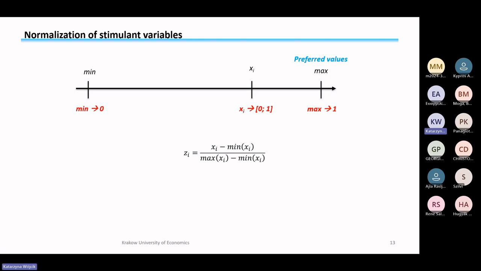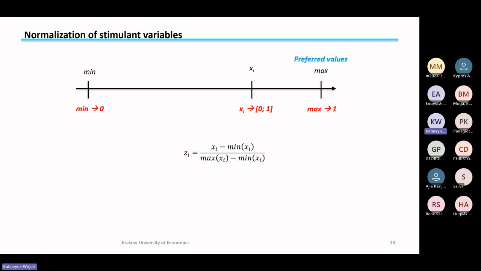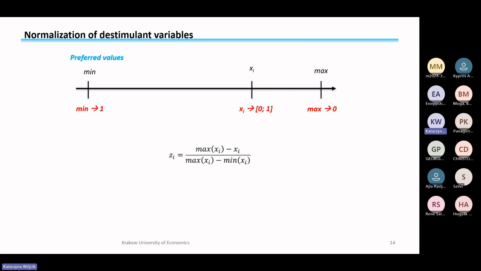And this is the formula for normalization of stimulant variables. We take the variable x minus the minimum, divided by the maximum minus the minimum. This is the normalized value for stimulants. For destimulants, we take in the numerator not x minus min, but max minus x, because the minimum value is preferred. So a different formula for normalization.